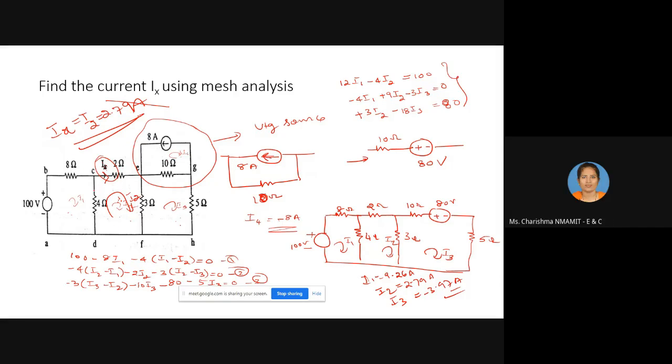Suppose if it is through this CD, or suppose they have given Iy here, what is Iy? Iy is I1 minus I2. Got it? Suppose this is Iz, then it is I2 minus I3.